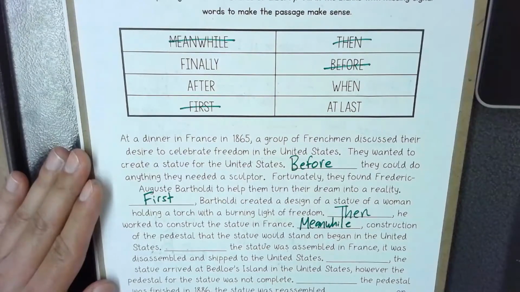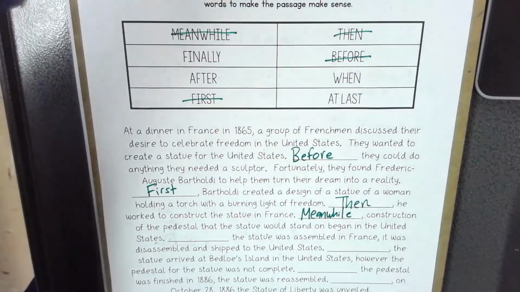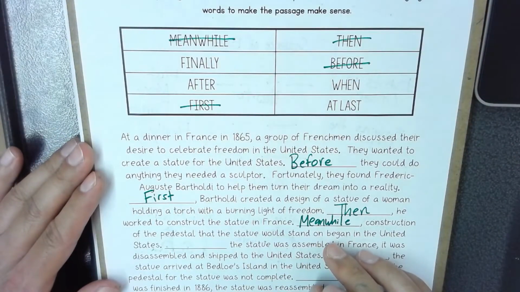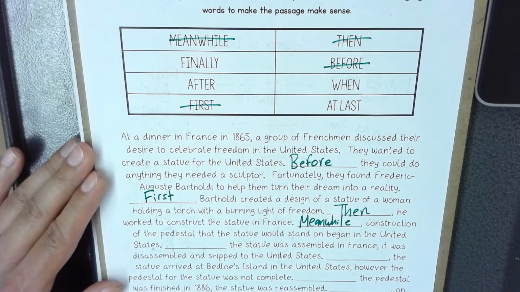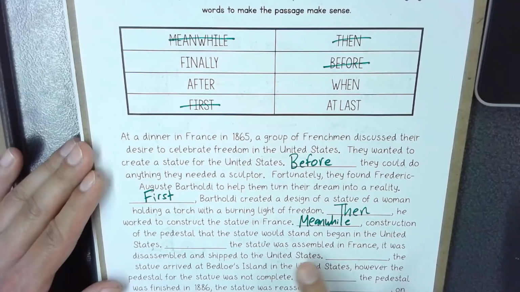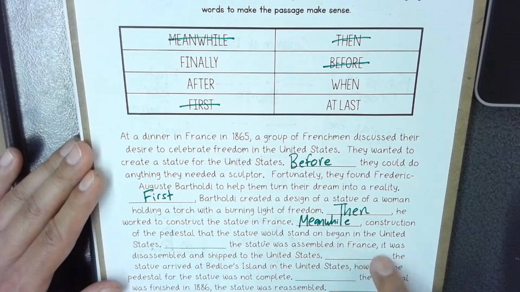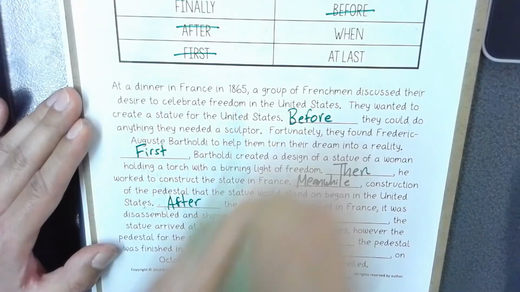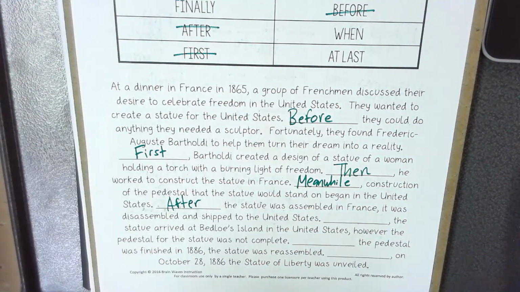Blank, the statue was assembled in France. It was disassembled and shipped to the United States. We have finally, after, when, and at last. It's not finally. It's not going to be when or at last. Well, maybe when. When the statue was assembled in France, it was disassembled and shipped to the United States. Maybe. Let's try after. After the statue was assembled in France, it was disassembled and shipped to the United States. Which one fits the best, when or after? And the one that we're going to use is after. So cross it out.